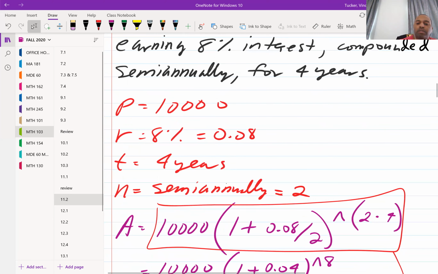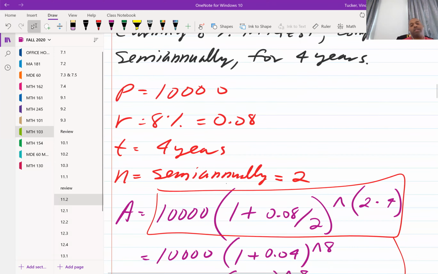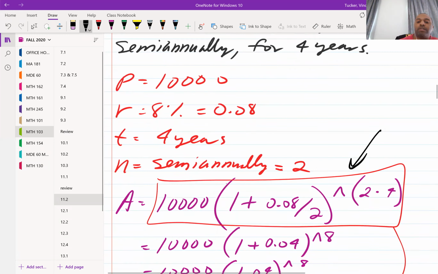Plug it into the formula. So what I have here in the box is 10,000 times 1 plus 0.08 divided by 2. That sum raised to the power of 2 times 4. If your calculator has the capability, you can put that in your calculator and get your final answer. If not, just like I mentioned before, you have to do the stuff in steps.